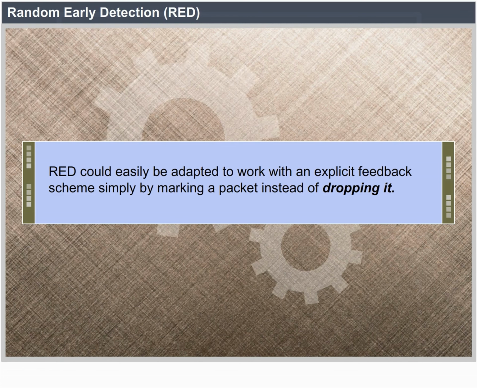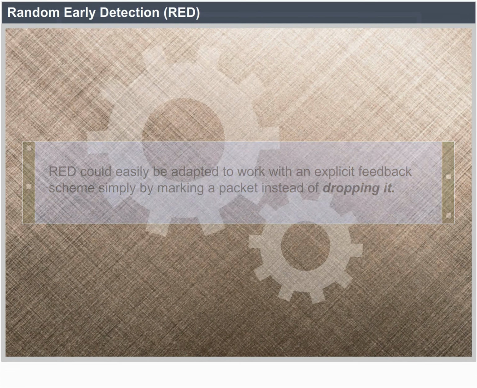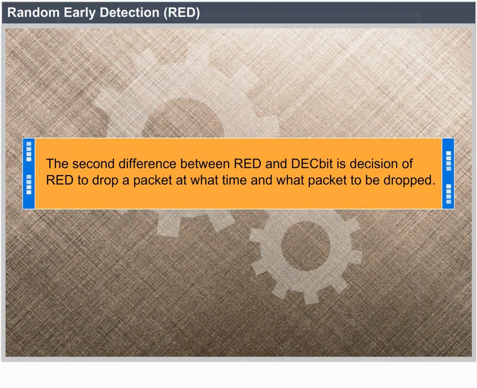The second difference between RED and DEC bit is in the details of how RED decides when to drop a packet and what packet it decides to drop. To understand the basic idea, consider a simple FIFO queue. Rather than wait for the queue to become completely full and then be forced to drop each arriving packet, the tail drop policy of Section 6.2.1, we could decide to drop each arriving packet with some drop probability whenever the queue length exceeds some drop level. This idea is called early random drop.